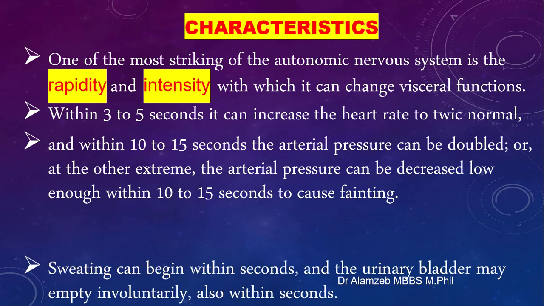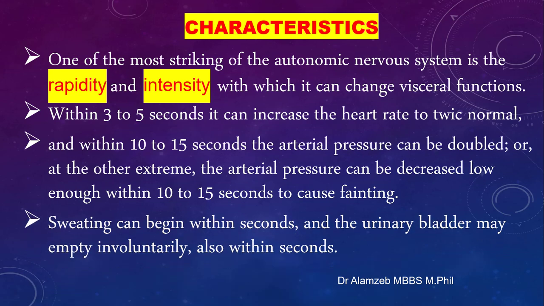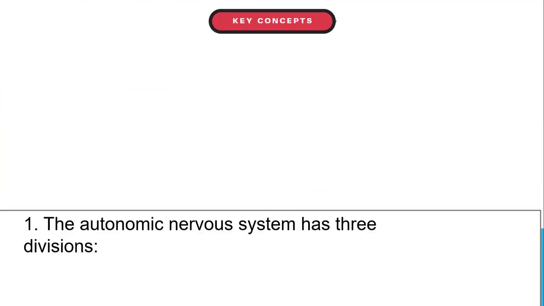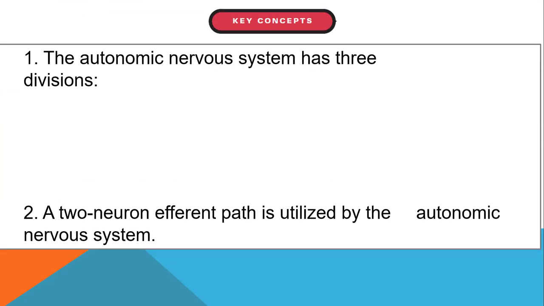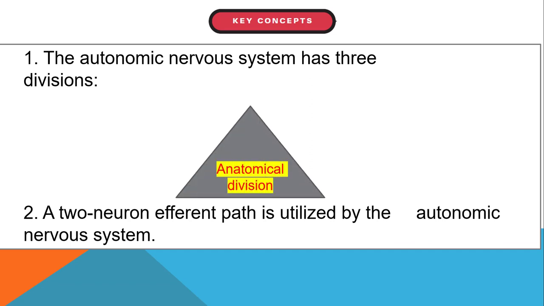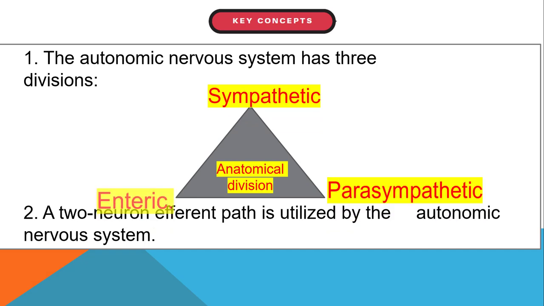Sweating can begin within seconds, and the urinary bladder may empty involuntarily also within seconds. The autonomic nervous system has 3 divisions. Anatomical divisions are the sympathetic division, parasympathetic division, and enteric division.